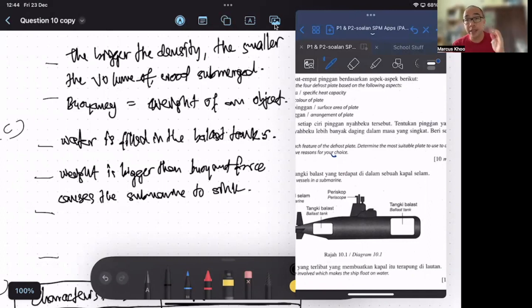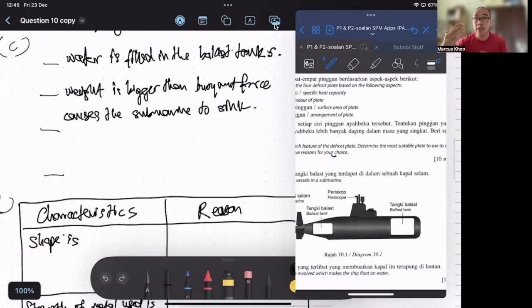Basically it is a play on the weight. You want to make the weight bigger, you fill in the water, then it becomes bigger weight than the buoyant force. Especially if the whole submarine is already inside. The weight is so much bigger than the buoyant force, causing the submarine to sink.